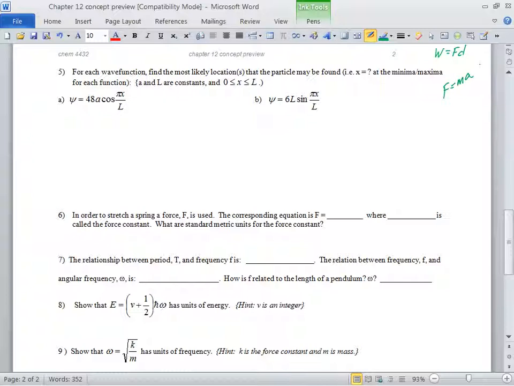Because little a is meters per second squared. Little a is acceleration, like gravity. For each function, find the most likely locations that the particle may be found.